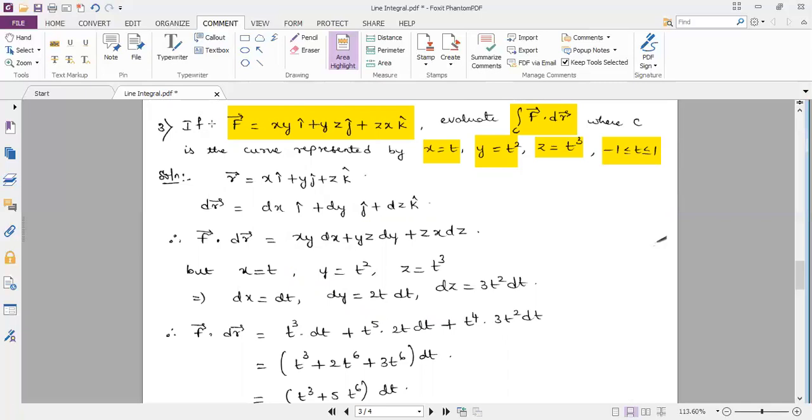So let us write down vector r first. Vector r is given by x i plus y j plus z k. So dr will be, by differentiation, dx i plus dy j plus dz k.